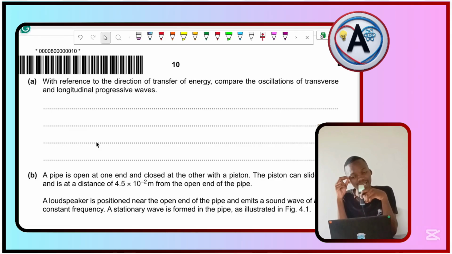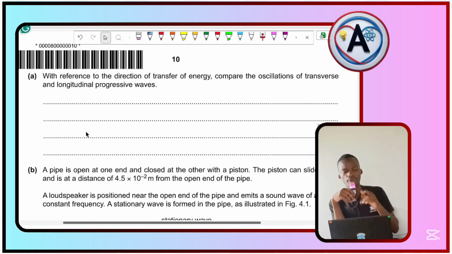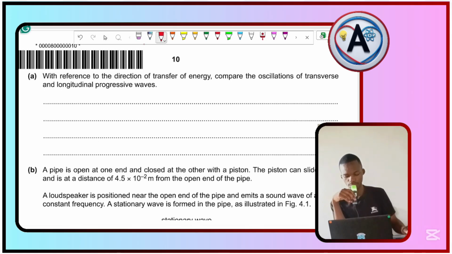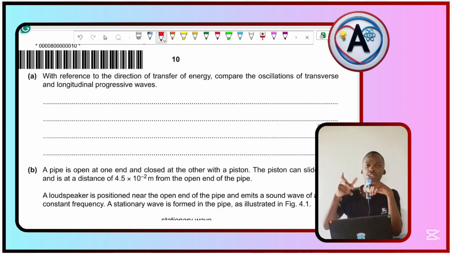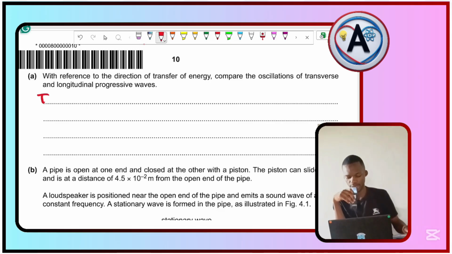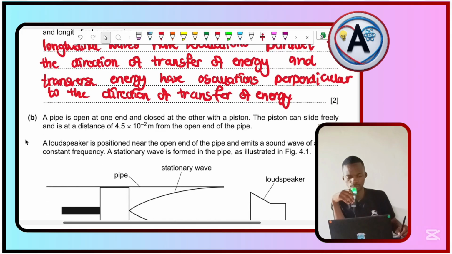But basically, we want to compare the oscillations of transverse wave and longitudinal progressive wave. So what are we going to say? Longitudinal waves have oscillations that are parallel to the direction of transfer of energy, whilst transverse waves have them perpendicular to the propagation of energy.